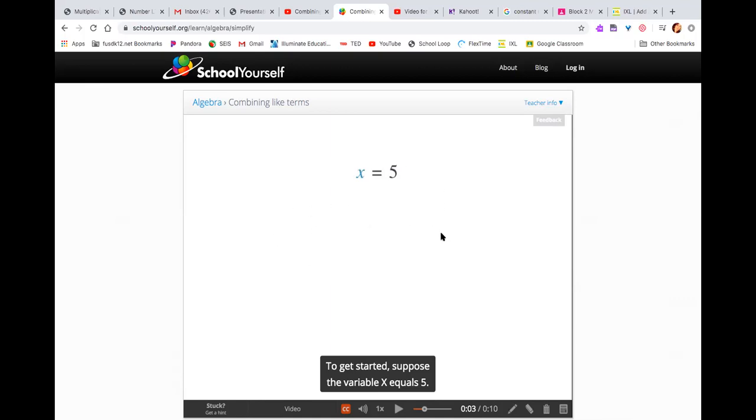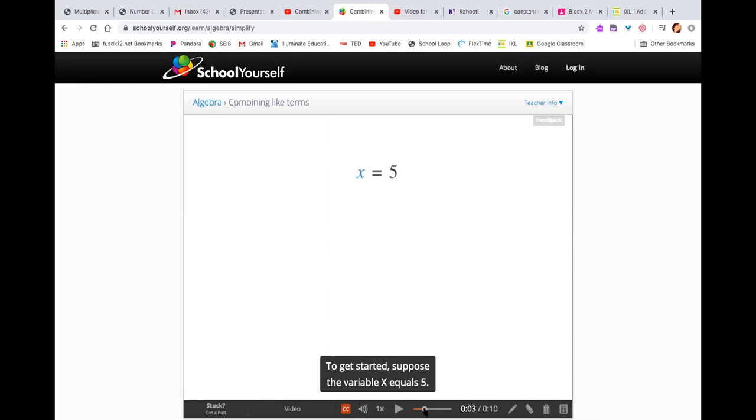So are we okay with combining like terms? We get the idea that the numbers that are in front of the letters, we can add and or subtract together. One of the tricky parts is the variables have to match. We cannot do that if one letter says X and the other says Y. Okay.